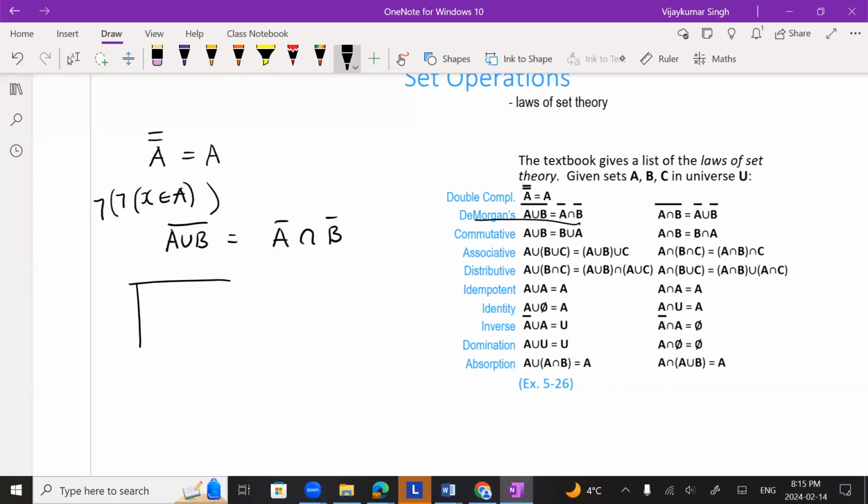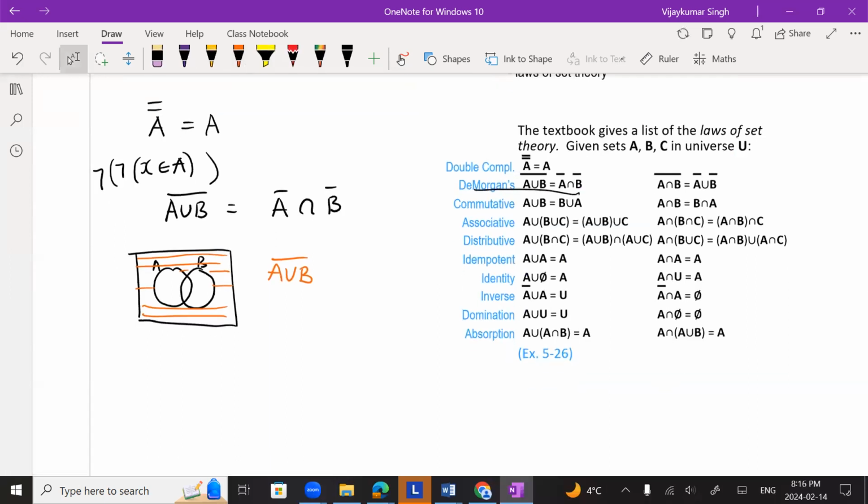If you look at the Venn diagram perspective, let's look at that. You have set A, you have set B. A union B is this set, the whole thing. So the complement of A union B is going to be everything outside. This is my A union B, the whole complement. Now let's look at the same thing from the right hand side. This is my left hand side, and let's look at the right hand side.